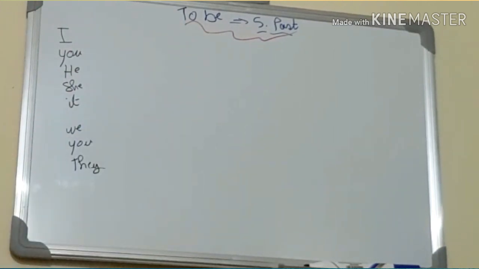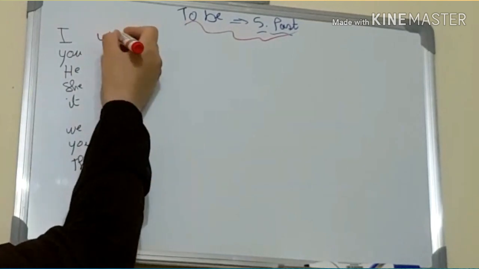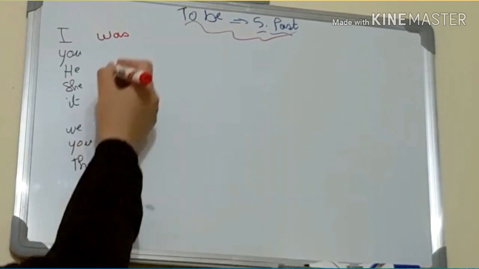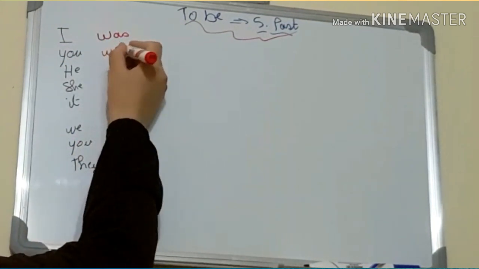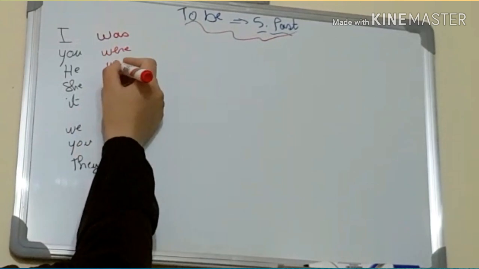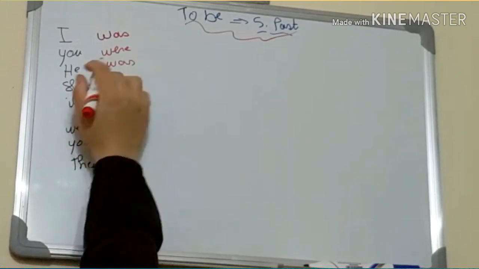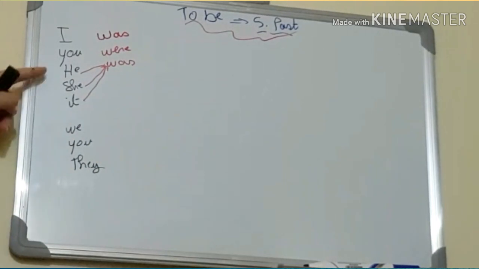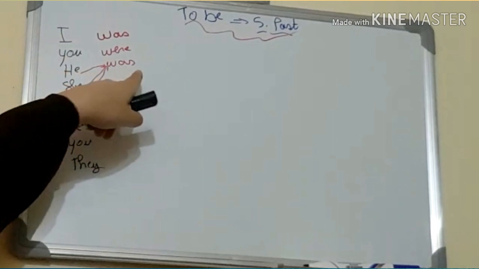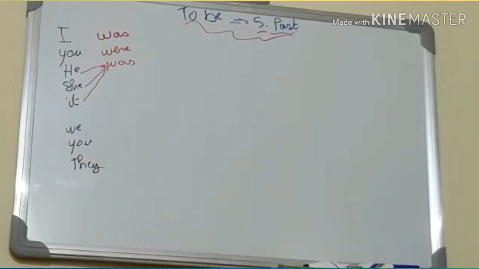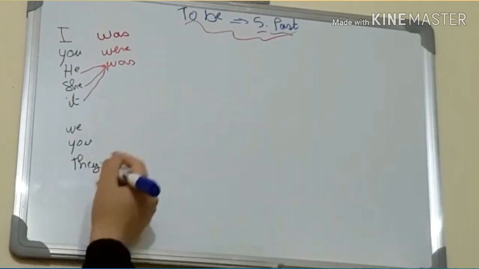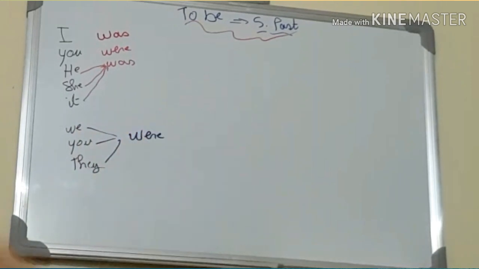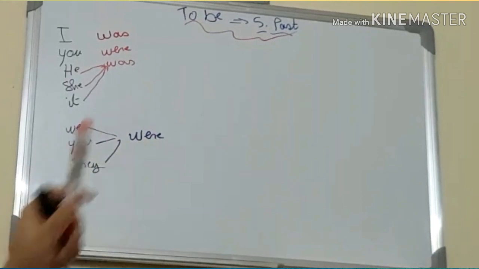أولا I was. Okay, so with I it is was, and you were, he was, he here for he, she, and it is the same thing. نفس الشيء he, she, it كاملين معهم was. And we, you, they all were كاملين كيتصرفوا ك were.